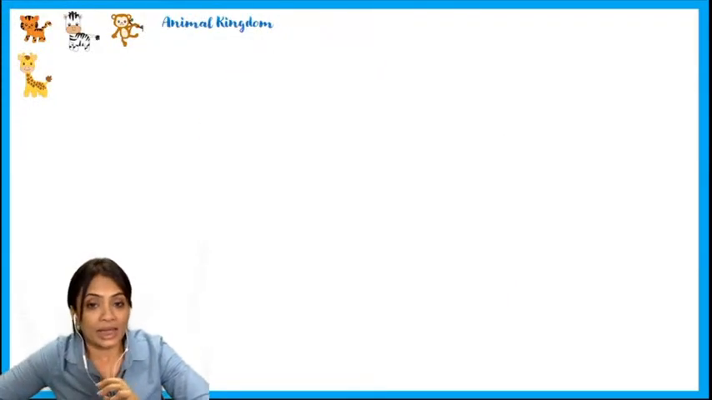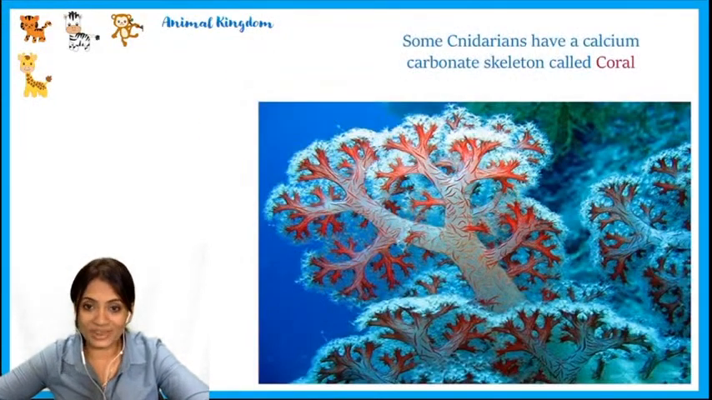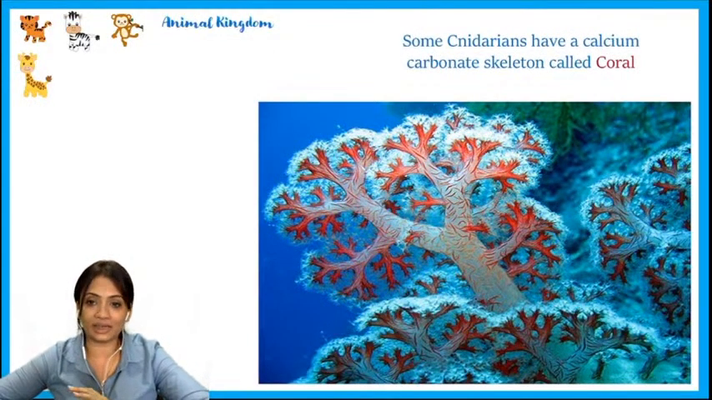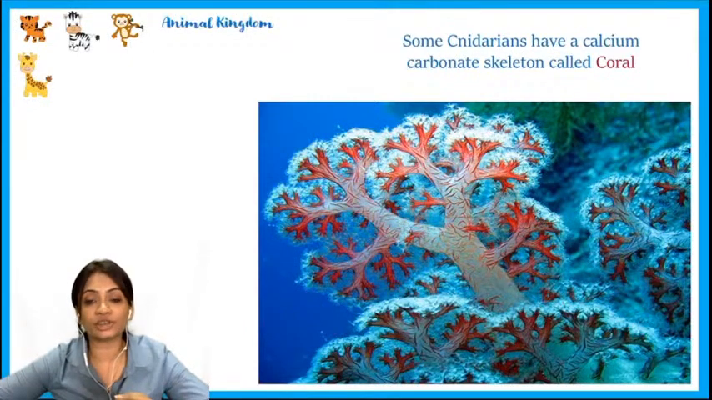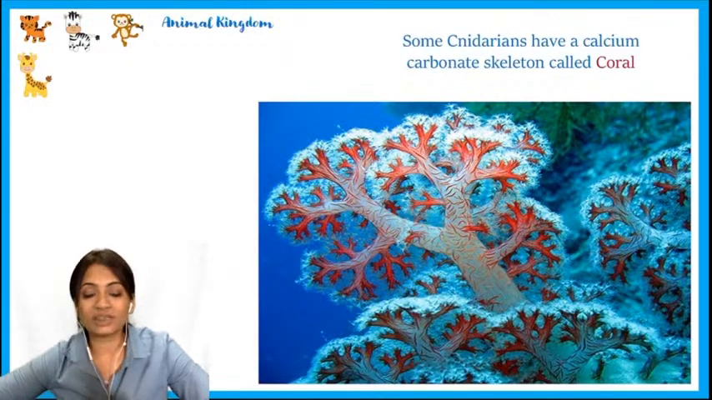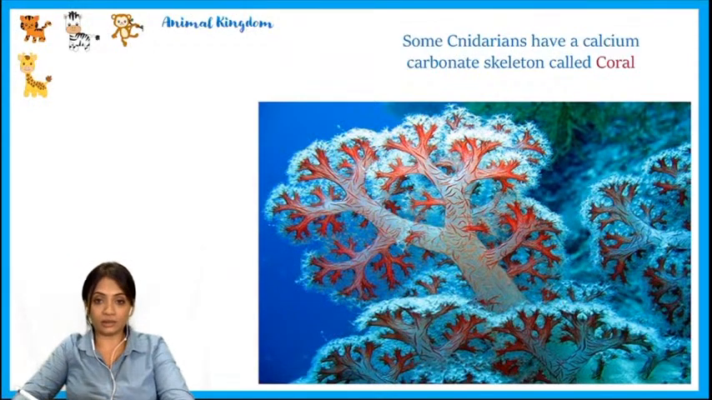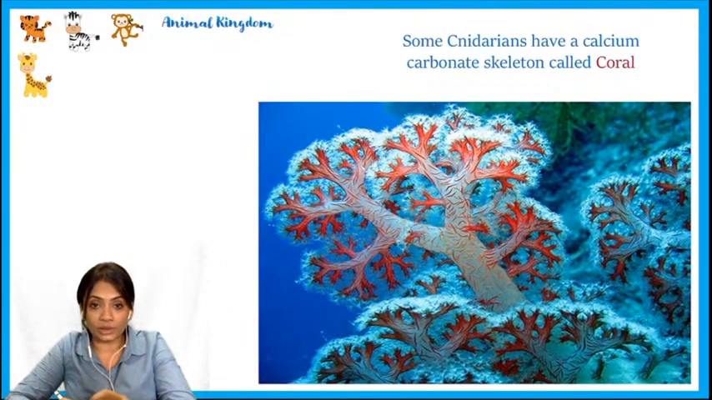Now, continuing forward, we see that certain cnidarians have a calcium carbonate skeleton, which means that the skeleton here is made up of calcium, and that too, which one? Calcium carbonate. These are the special ones which are called corals.